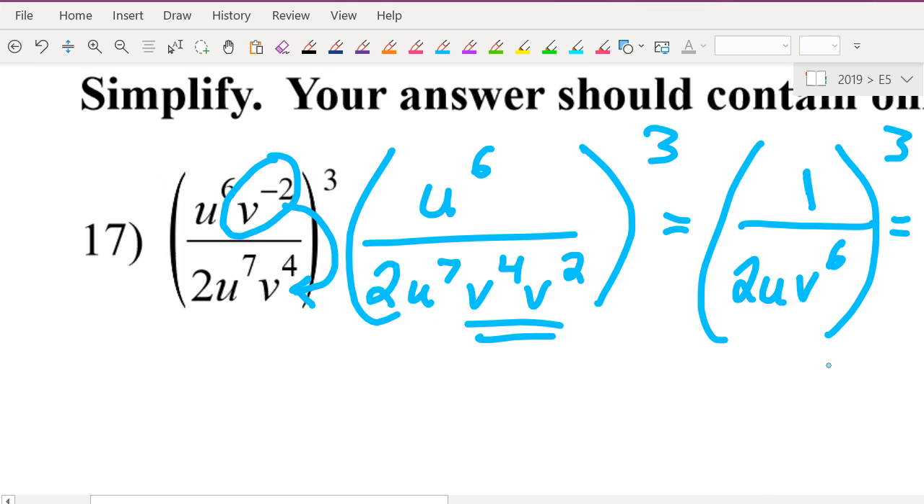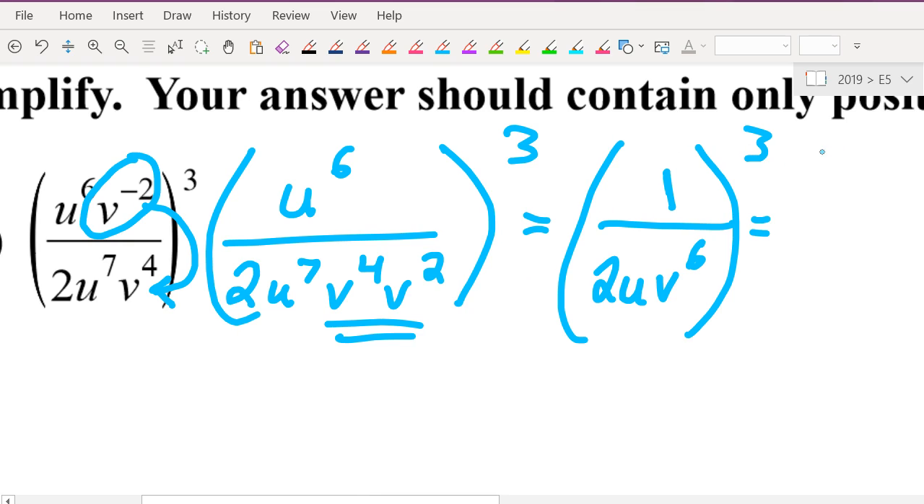Then you do 2 to the 3rd, which is 8. I'm just going to write 2 to the 3rd because I'm lazy. u to the 3rd, and v to the 6th, I mean v to the 18th. Awesome. Not over 1, 1 over, right? Yeah. Okay. 1 over 2 to the third, u to the third, v to the 18th.